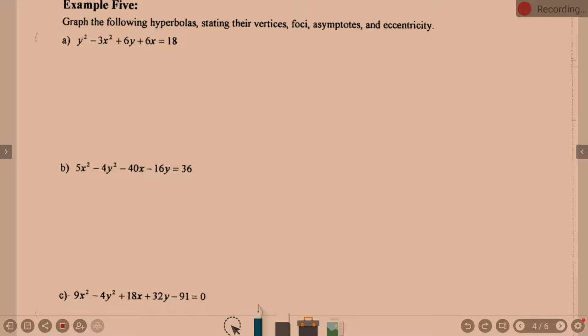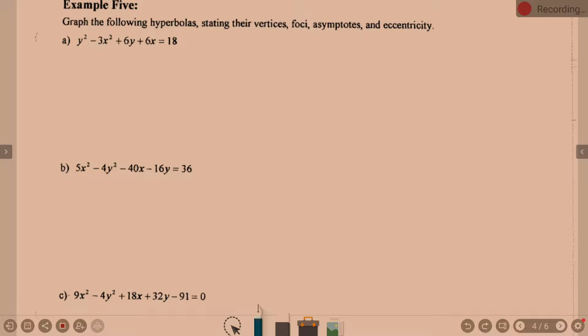Last time I said start off by grouping x terms, group y terms, and then move any constants to the right if they're not already there. The one thing I would say with hyperbolas, whichever variable has the positive square needs to be your first group. Whichever has the negative square needs to be your second group. Does that make sense to you?